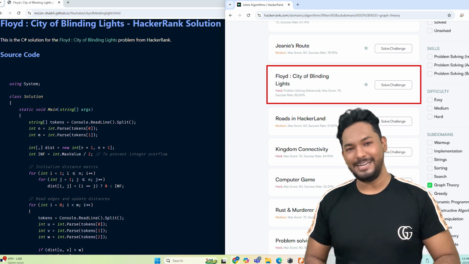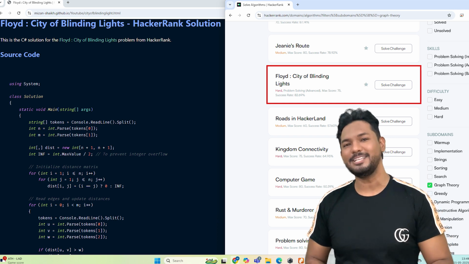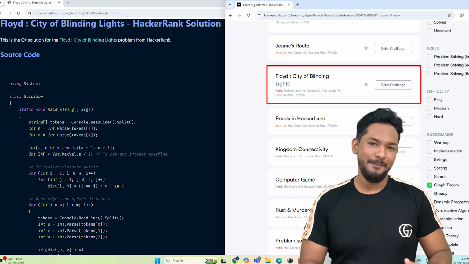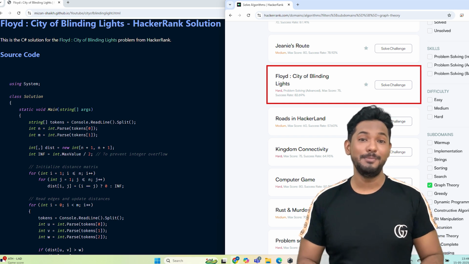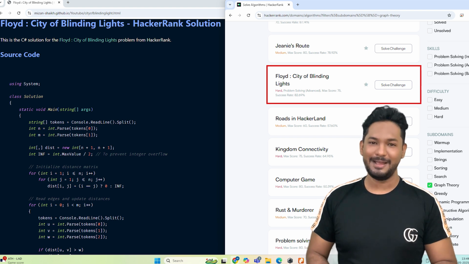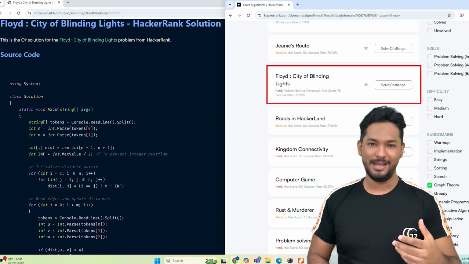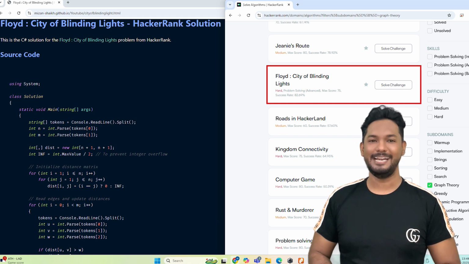Let's jump in. Alright, now that we have set the stage, let's dive into the heart of this problem. The task is to find the shortest path between cities in a network, and we'll be using something called the Floyd-Warshall algorithm to accomplish this. So let's walk through the logic step by step, like we are brainstorming together at a whiteboard.